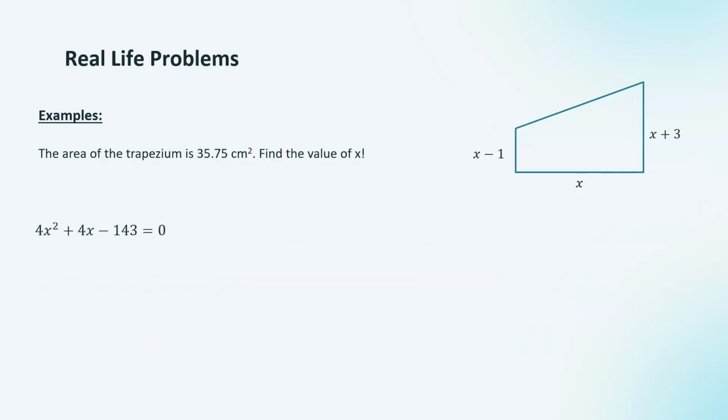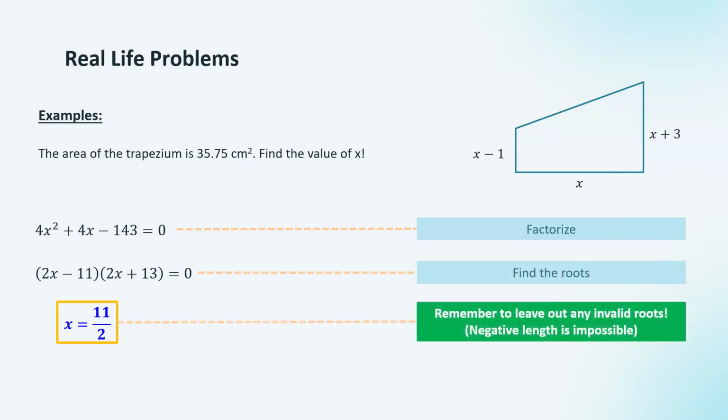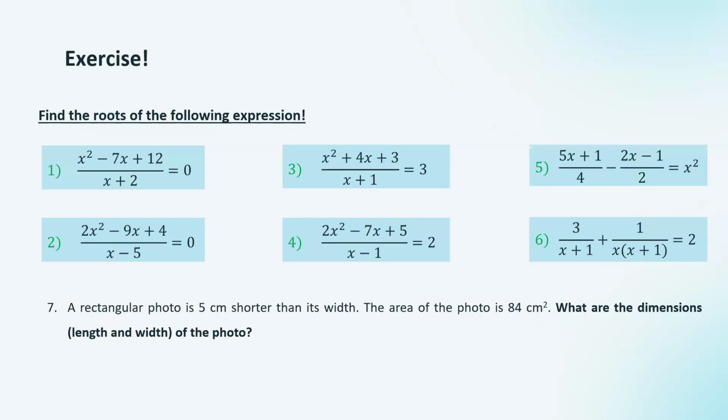So after we try to simplify it, we get this nice quadratic equation, and then we just need to factorize with the previous method. So we know that we will end up with (2x minus 11) times (2x plus 3). And you can try to guess it. There's only one valid answer, which is 11 over 2. Because if x is equal to minus 3 over 2, it's going to be invalid because we know that negative length is impossible. Okay? So these are the exercises that I want to give you regarding quadratic equations.